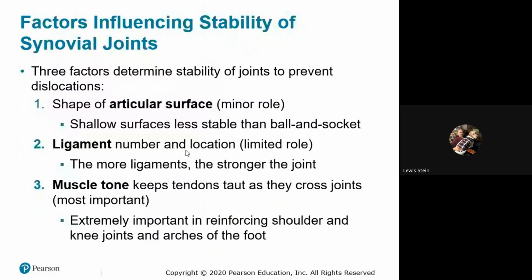Again, it's not a name I'm going to ask you about. We're not doing sports medicine. Additionally, three factors determine the stability of joints.